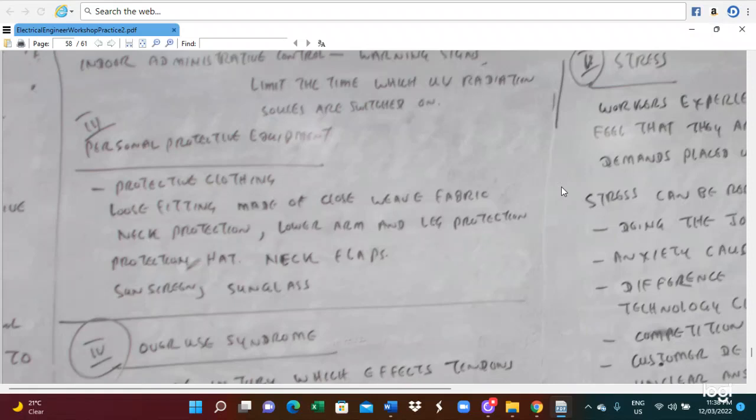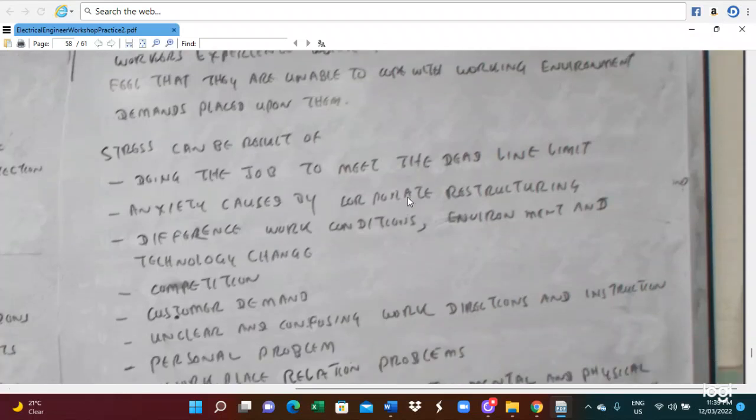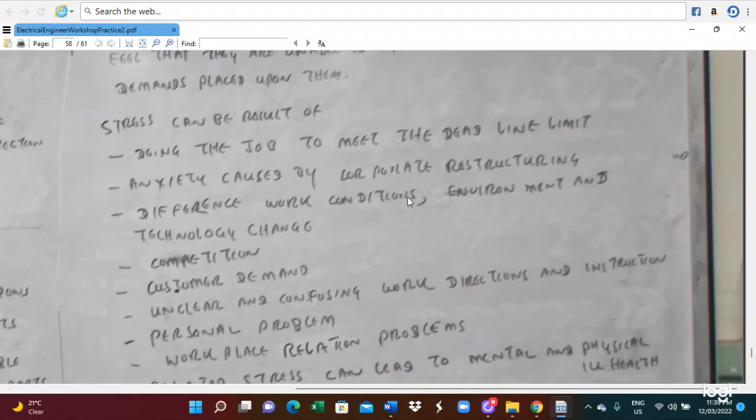In the meantime, you have to reduce work-related stress. If you have too much psychological stress because you are working to a deadline, to meet your deadline requirement you have to put in too much effort. So you also suffer. This is why stress relief programs are also an important aspect. Stress can be the result of doing the work, where you have to meet the deadline limit.